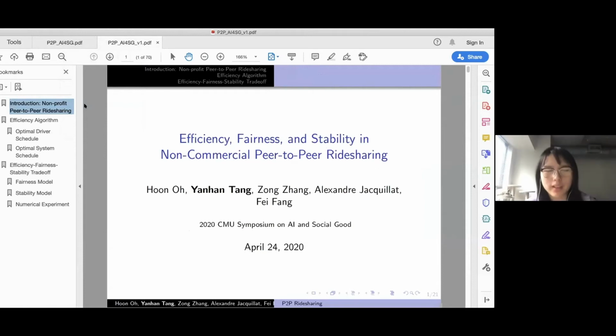So I'm going to present our work on efficiency, fairness, and stability in non-commercial peer-to-peer ride-sharing. This is a joint work with Hun, Zong, Alex, and Fei.